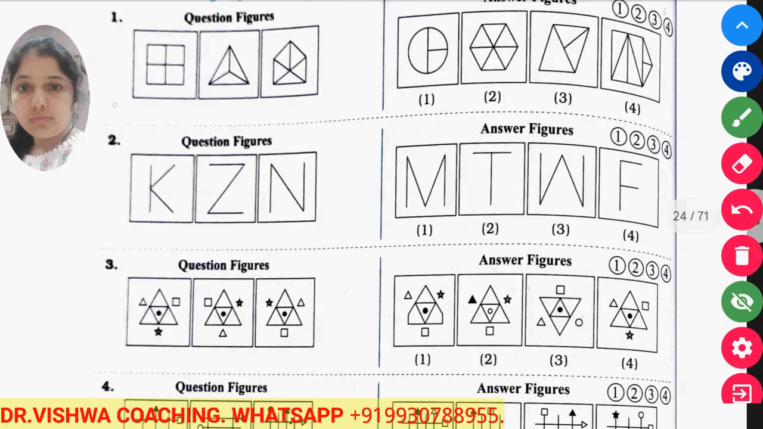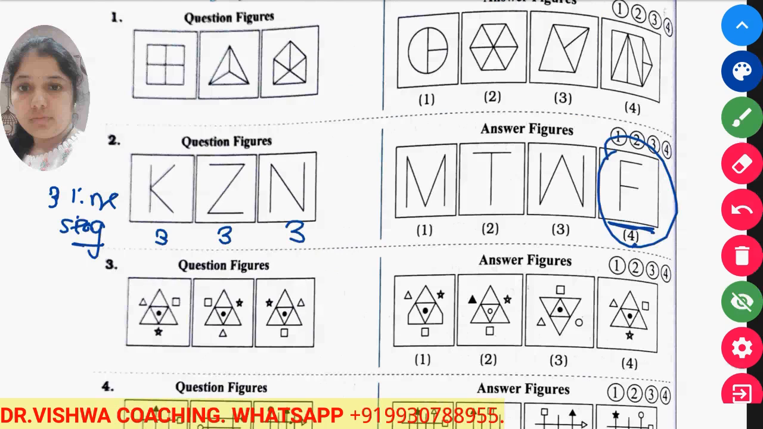Now in the second figure, each alphabet is formed with the help of 3 line segments. If you look carefully, okay, so K has 3 line segments, Z has 3 line segments, N has 3 line segments. Find out the option which has 3 line segments. So I think option number 4 is the correct option, which has 3 line segments. Okay, so you have to think like this.